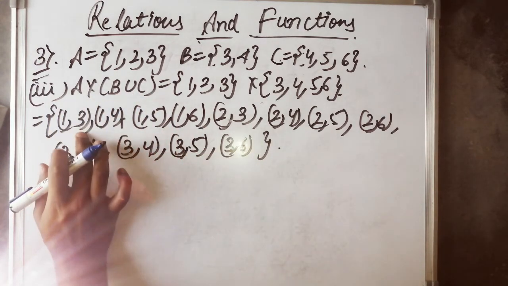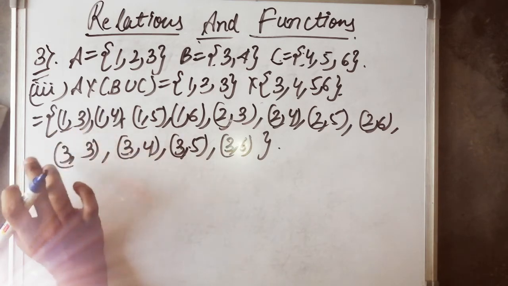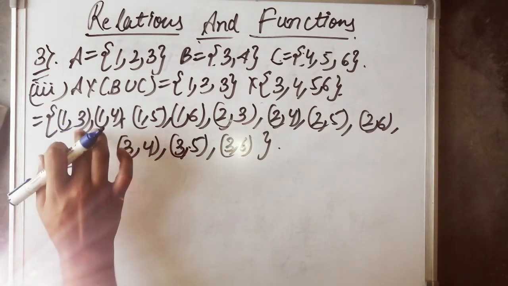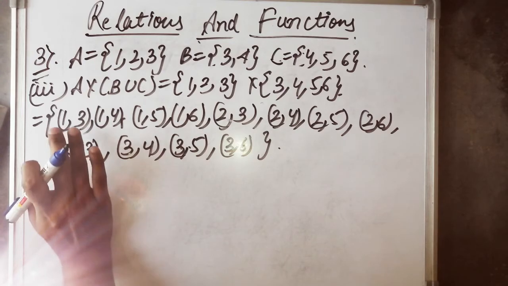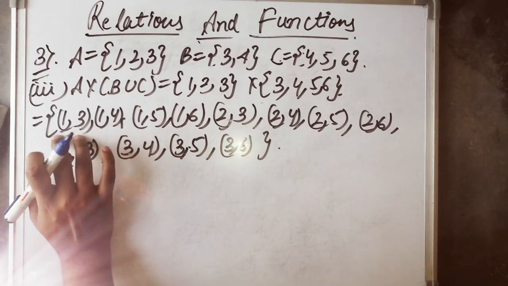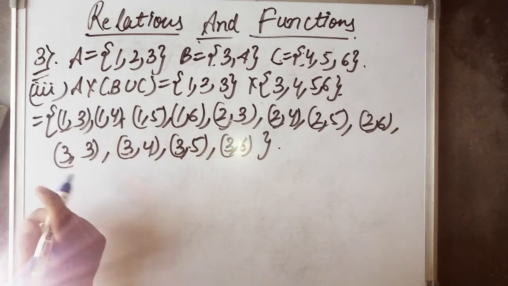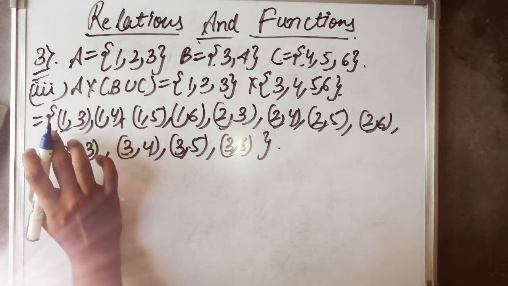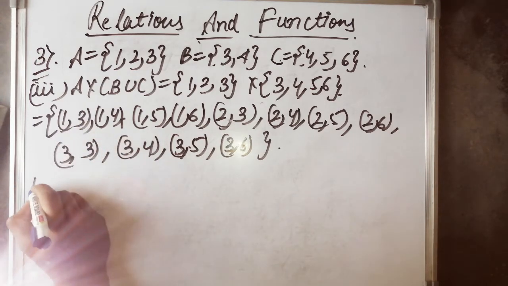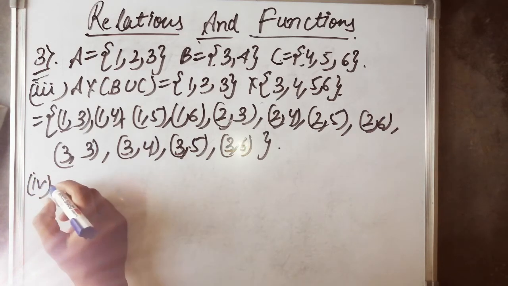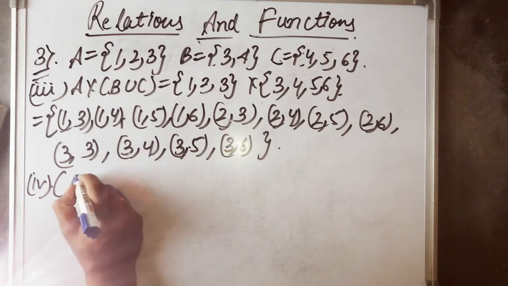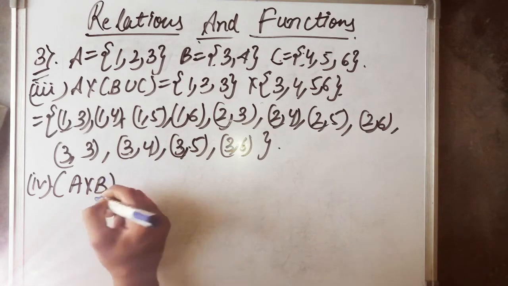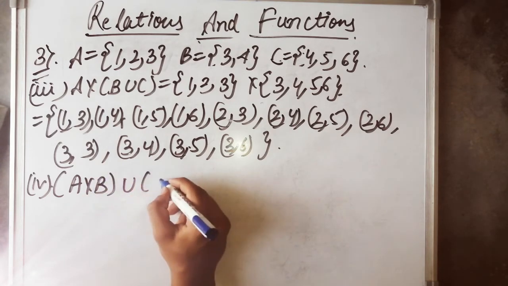Students, never write (3, 1) as (1, 3), because if you write (3, 1), it means that the elements of B are coming first and then the elements of A. So never write (3, 1) as (1, 3) or (1, 3) as (3, 1). Our fourth and last part of this example is (A cross B) union (A cross C).